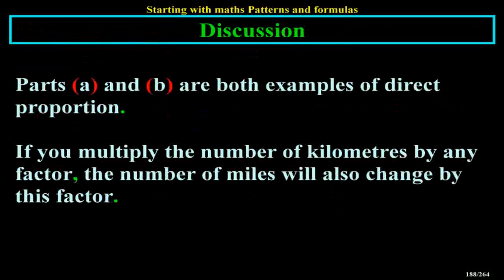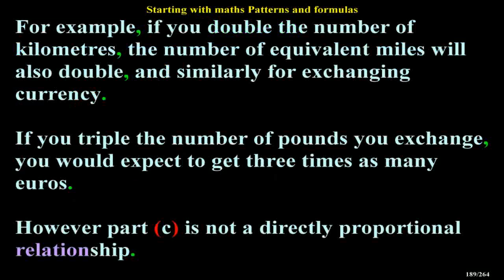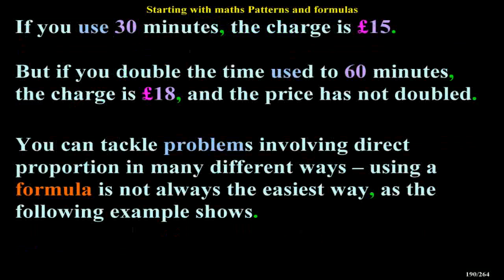If you multiply the number of kilometers by any factor, the number of miles will also change by this factor. For example, if you double the number of kilometers, the number of equivalent miles will also double, and similarly for exchanging currency. If you triple the number of pounds you exchange, you would expect to get 3 times as many euros. However, part C is not a directly proportional relationship. If you use 30 minutes, the charge is 15. But if you double the time used to 60 minutes, the charge is 18, and the price has not doubled.